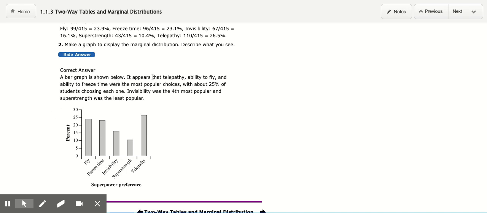Here is their description. So it appears that telepathy, ability to fly, and ability to freeze time were the most popular choices, with about 25% of students choosing each one. Invisibility was the fourth most popular, and super strength was the least popular.